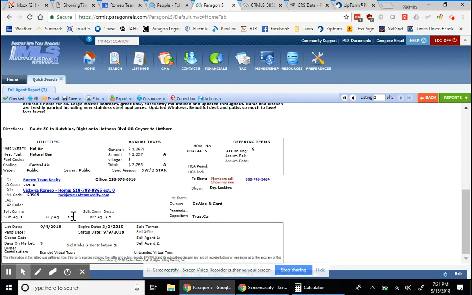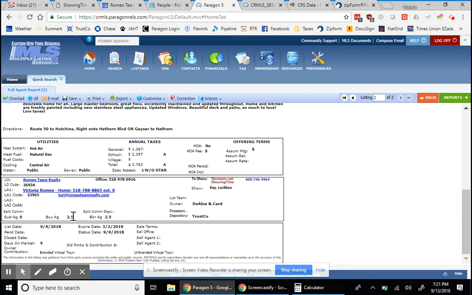Per company policy and procedures, you are allowed to accept anything 2% and above. If that buyer's agent compensation is below 2%, you have to come to me and we have to have a discussion as to where the extra money is coming from. We do not accept below 2% without written permission from the broker in this company. Okay? You can always try and negotiate more.